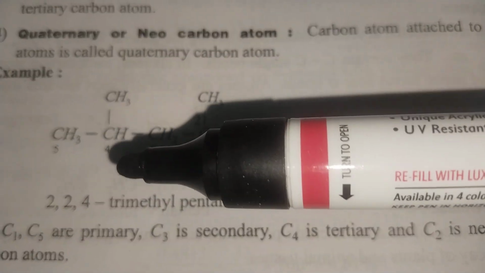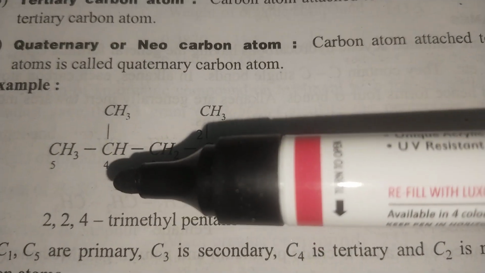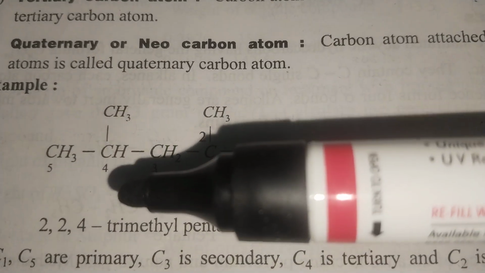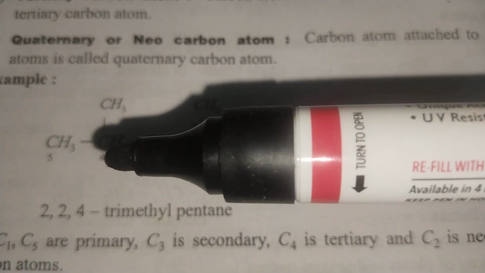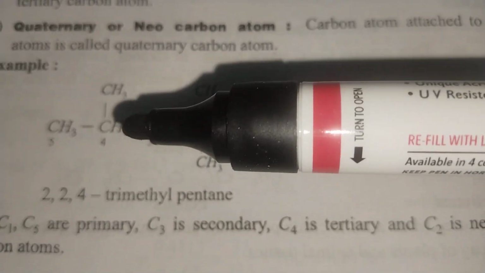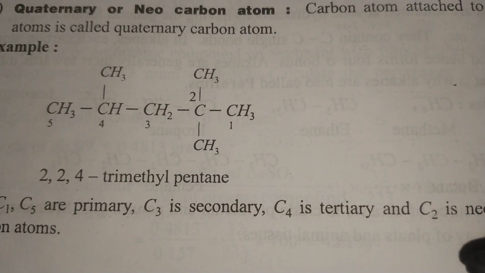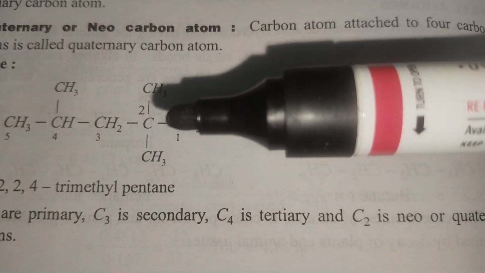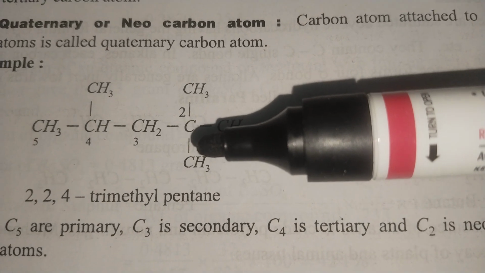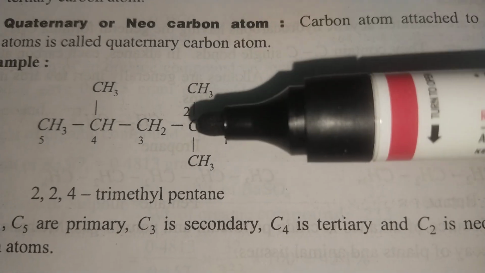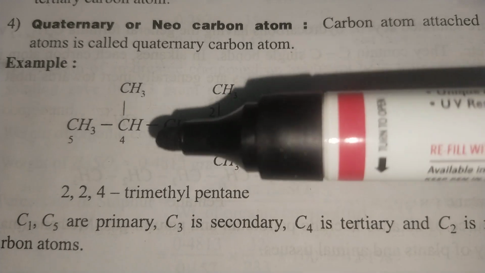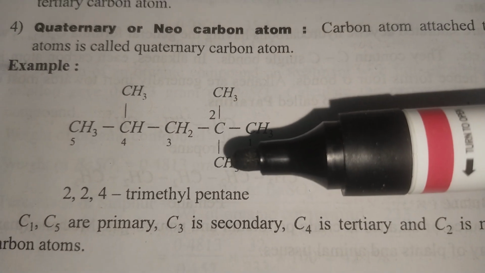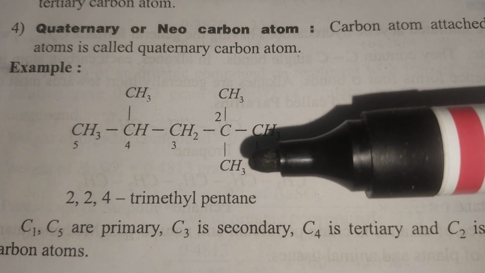C4 is tertiary, because the C4 carbon is attached to 3 carbons. This is one carbon, this is one carbon, this is one carbon. So the fourth position carbon is attached to 3 carbons, so I can say this is a tertiary carbon. And C2 is neo, or we can say quaternary. This position is attached to 4 carbon atoms, so I can say this is a quaternary or neocarbon atom.